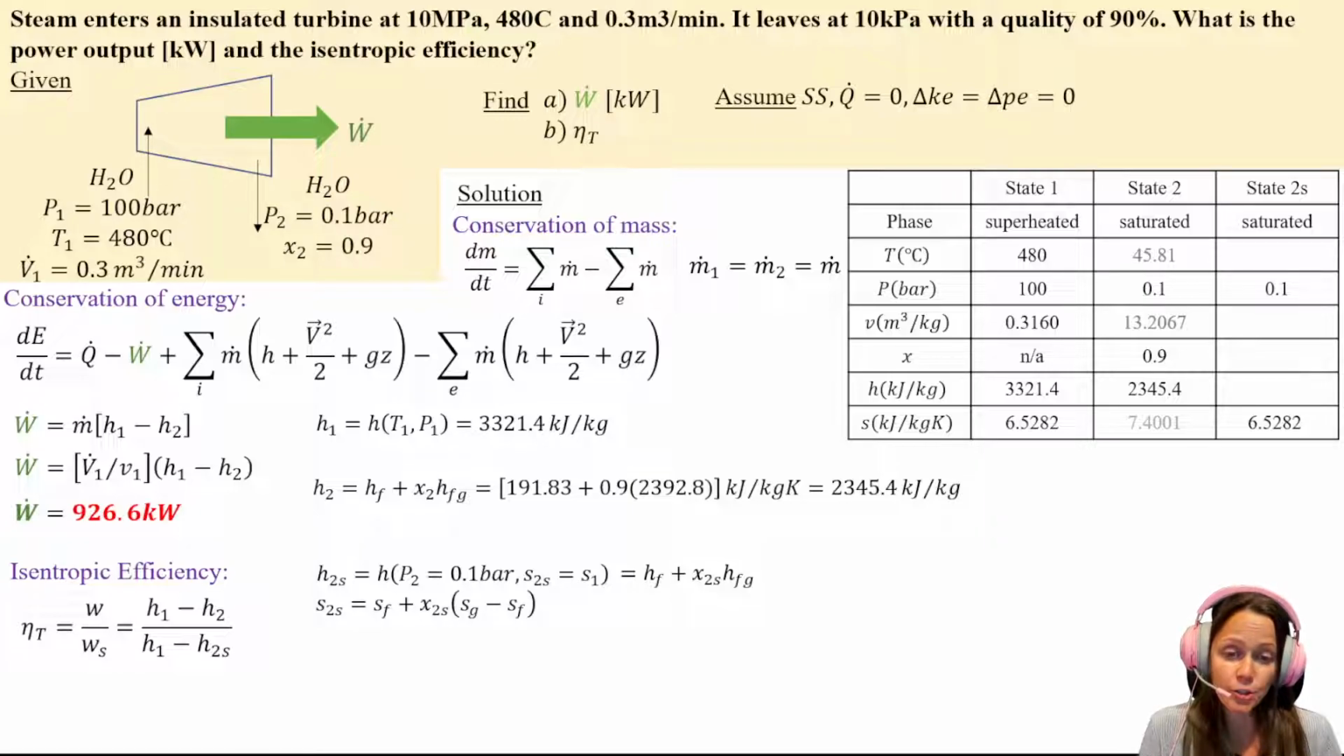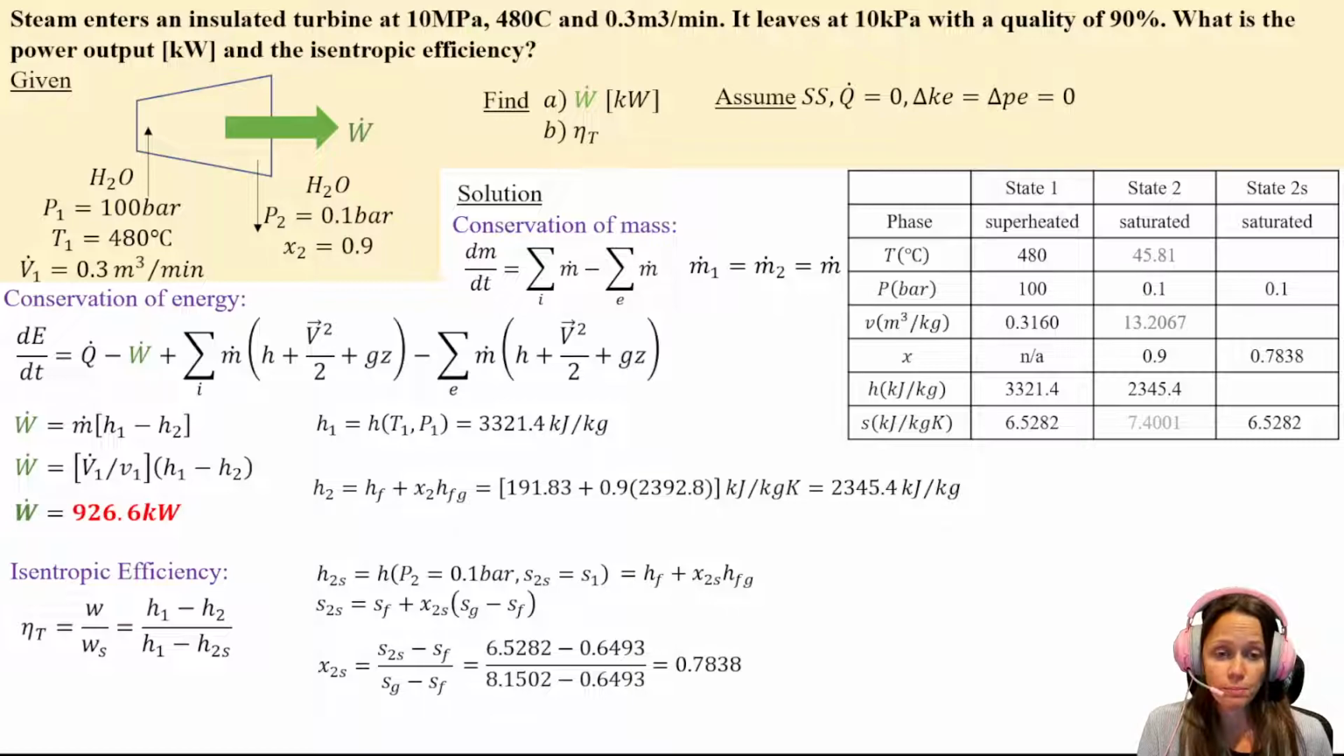I'm going to use my entropy to calculate what that is because that's defined using the same kind of expression that we use for calculating the enthalpy. So I know my S2S is that 6.5282 kilojoules per kilogram K. The S sub F and the S sub G values can be pulled out of your saturated tables that are organized by pressure, table A3. And if I rearrange this and plug in those numbers for the S2S, the S sub F, and the S sub G values, I get a quality of 0.78 and change.